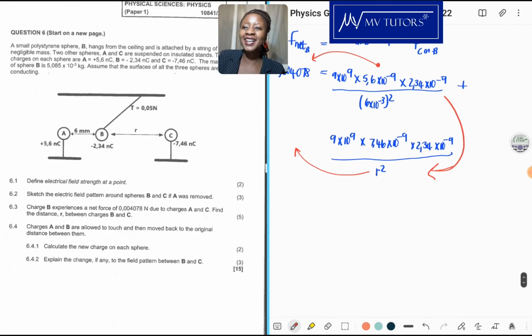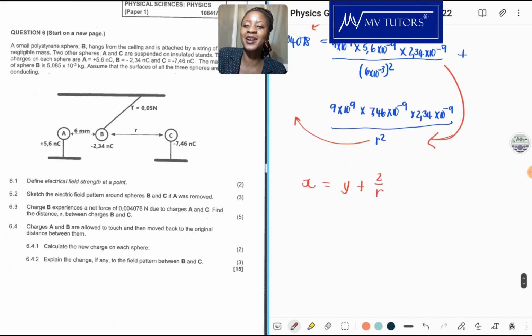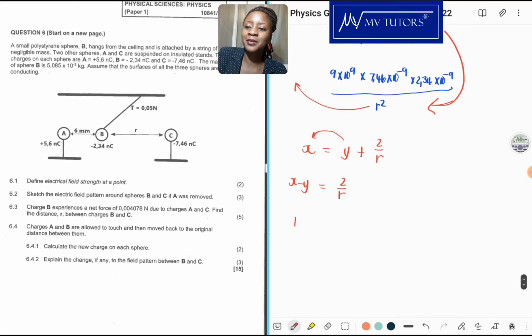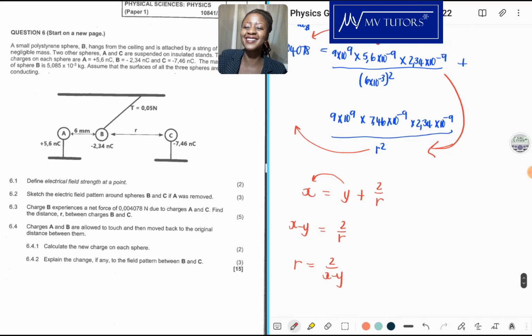I'm sure you're like, what the hell? So if you have x is equal to y plus 2 over r, and we're trying to get r, firstly, you're going to take that side. So I'm going to have x minus y, and I have 2 over r. Then because I want r, I'm going to have to say r goes that side, and then 2 over x minus y. That's what I mean.